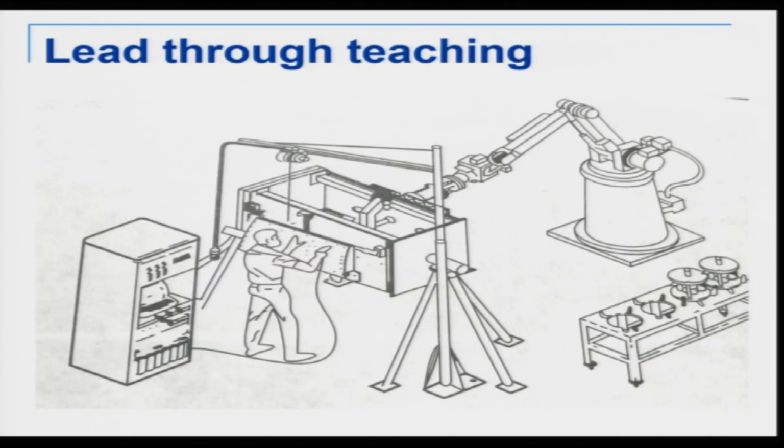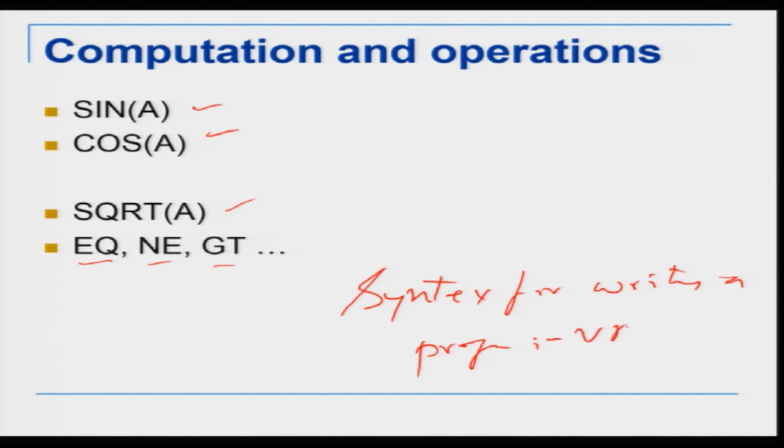The other syntax that are used are sine, cos, then square root, not equal, greater than, which are basically computer operations. Okay. The other aspect that we are looking at is the lead through programming. So, today we will stop here with the basic syntax. So, this is basically the syntax for writing a program in VAL II. Okay. Now, the other way is lead through teaching, and then we will look at some examples of how to program.